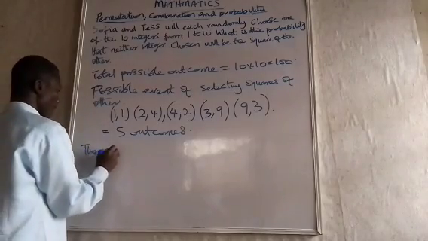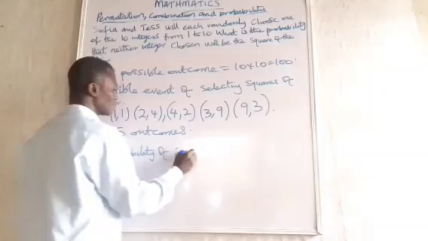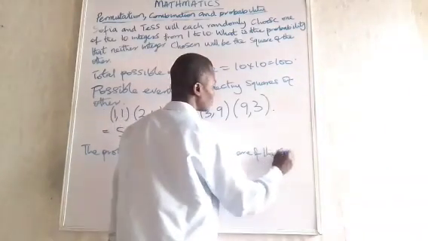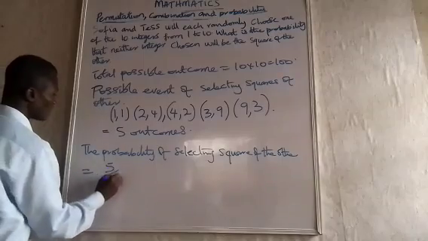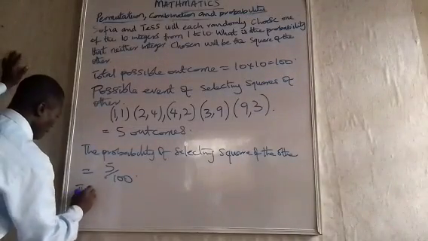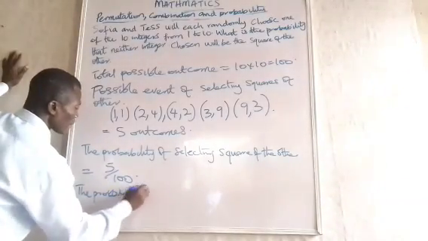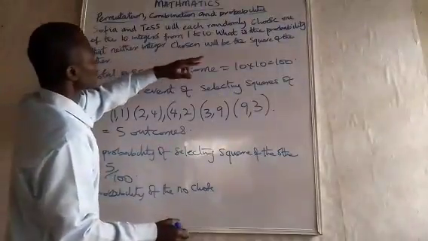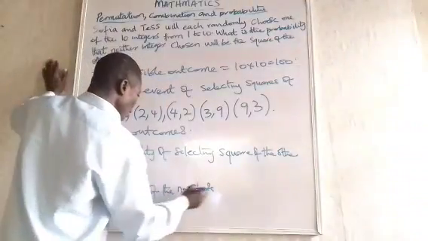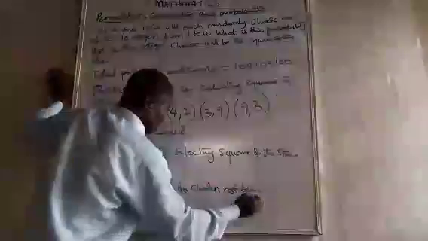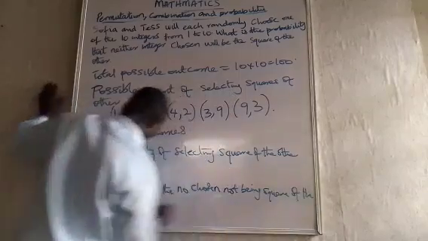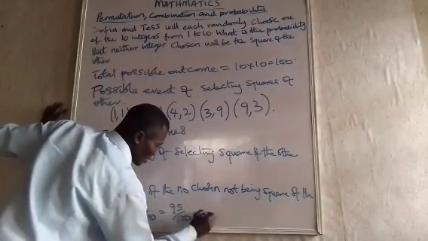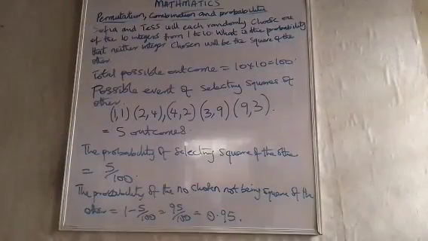The probability of selecting a square of the other is equal to 5/100. So the probability that neither integer chosen is the square of the other is equal to 1 - 5/100, which is 95/100, 0.95. So this one you can see is very easy and simple.